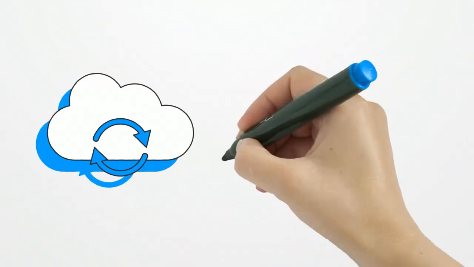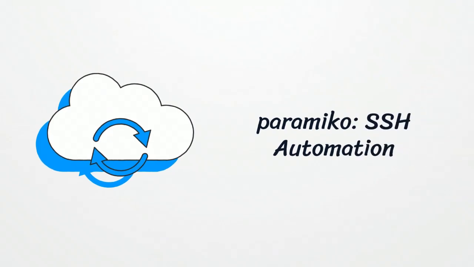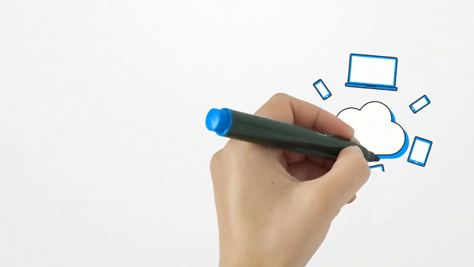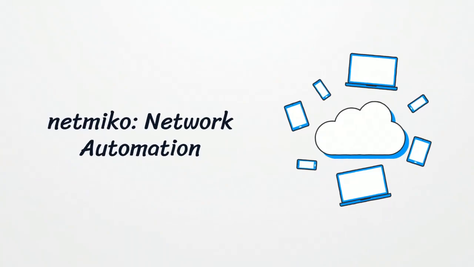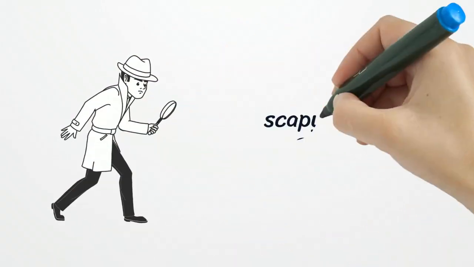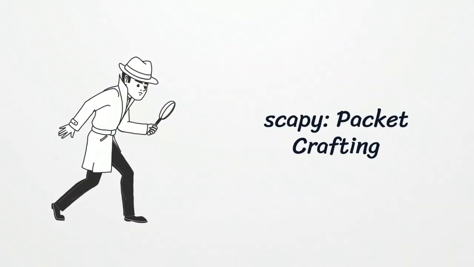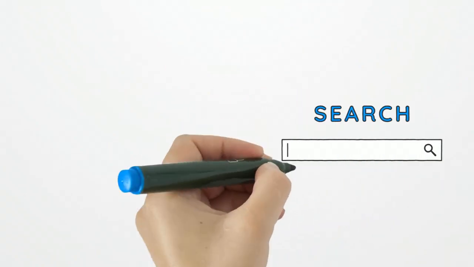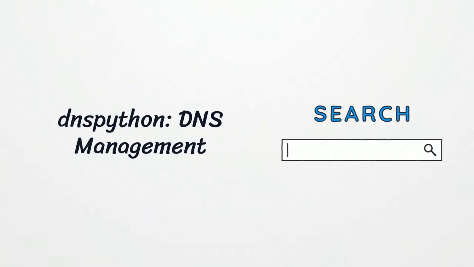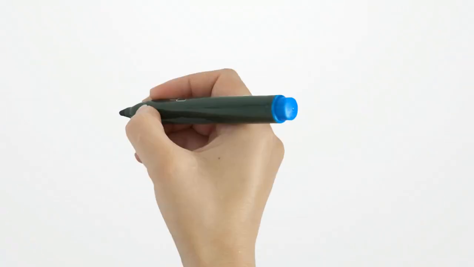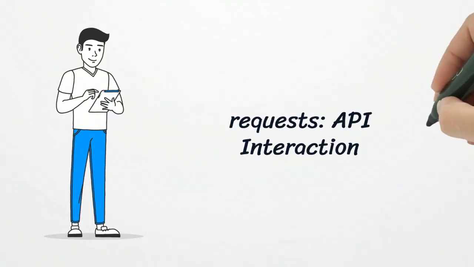Paramiko for SSH-based automation, e.g. remote server management. Netmiko, a higher-level library for automating network devices via SSH. Scapy for packet crafting and network analysis. DNS Python for DNS queries and management. Requests to interact with APIs and HTTP requests.